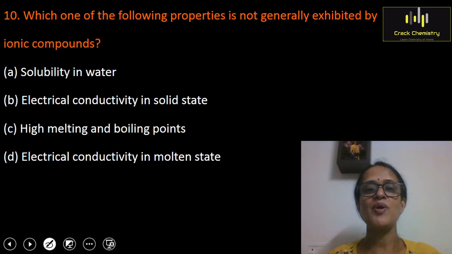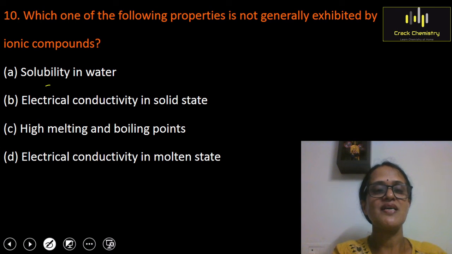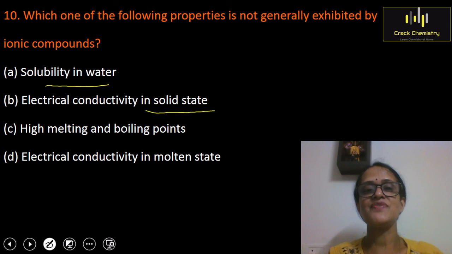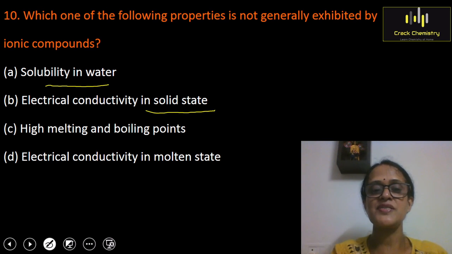10th question. Which one of the following properties is not generally exhibited by ionic compounds? The first property is solubility in water. Children, ionic compounds are highly soluble in water. They are readily soluble in water. Then the second point given here is electrical conductivity in the solid state. Children, ionic compounds don't conduct electricity in the solid state. They conduct electricity either in the molten state or in aqueous solution.